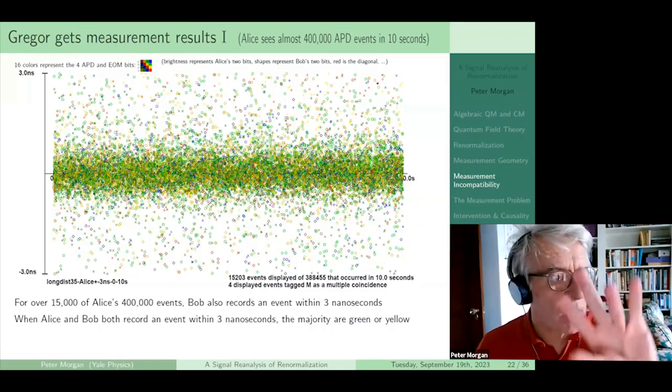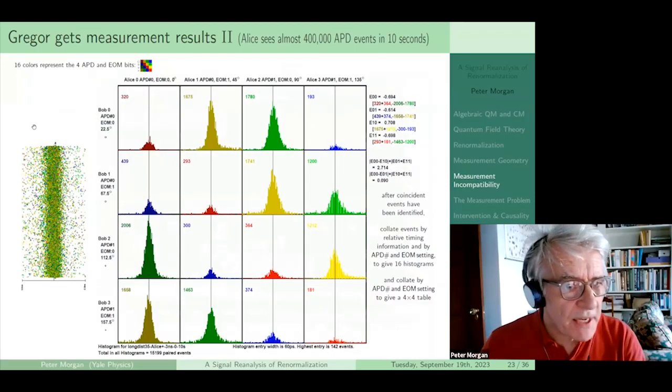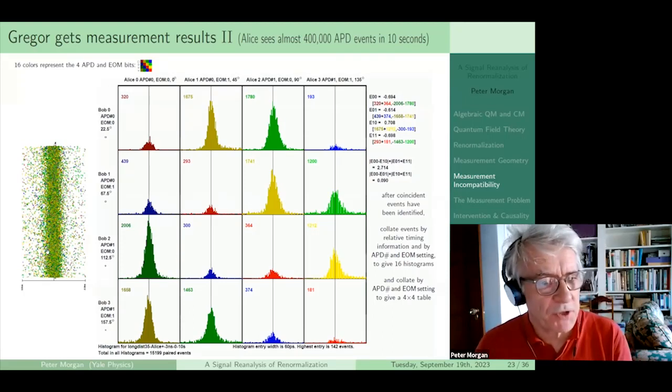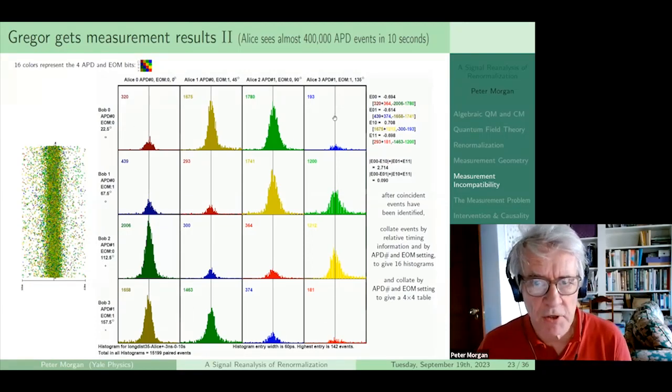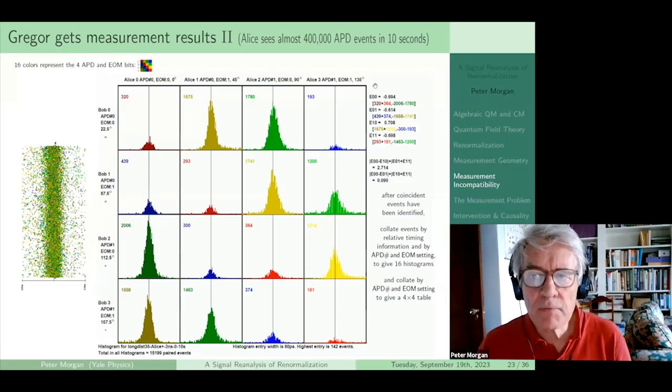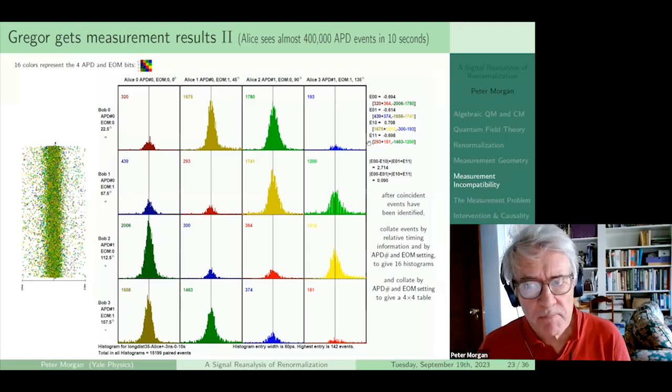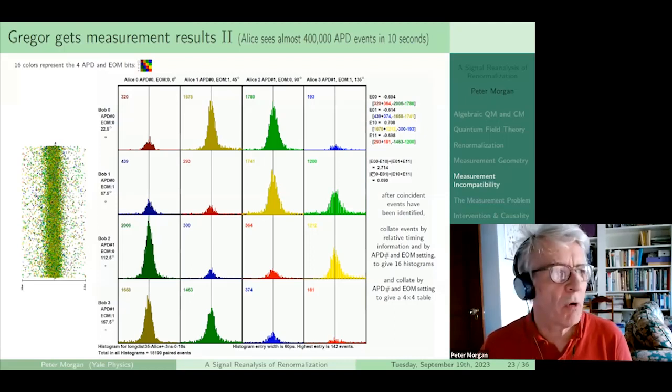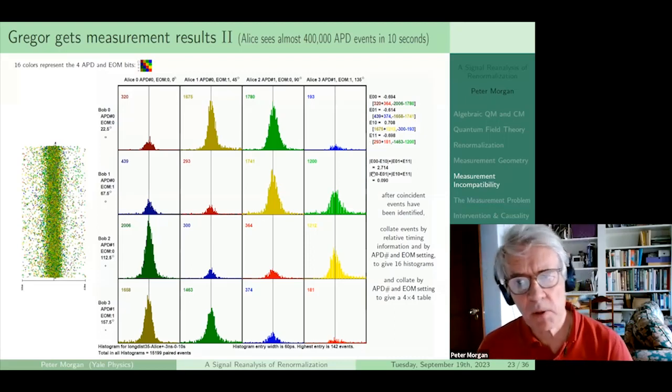If we turn that around and take 100 vertical slices of that, and add up how many of the events there are for each of the 16 events for each of those slices, we obtain these 16 histograms. We add up these numbers in the histograms, and we get these 16 numbers. We feed these into the standard, by now, algorithm for the CHSH inequality. That gives us 2.714. That is a violation of the Bell inequalities.